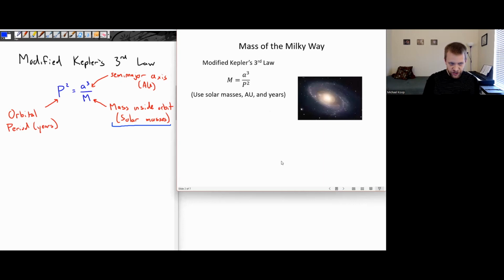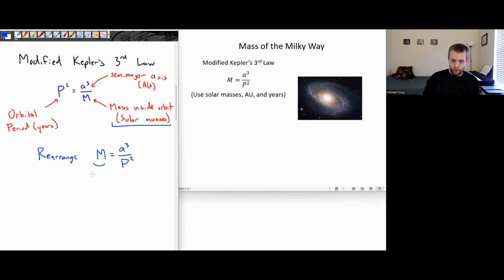So we can rearrange this equation to get the mass inside of some orbit is equal to the semi-major axis of that orbit cubed divided by the period of that orbit squared. Again, the mass is in solar masses, the period is measured in years, and the semi-major axis is measured in astronomical units. And this can be used basically anywhere. Again, the original version of Kepler's third law was only valid inside of our solar system. This one, we can apply pretty much anywhere.